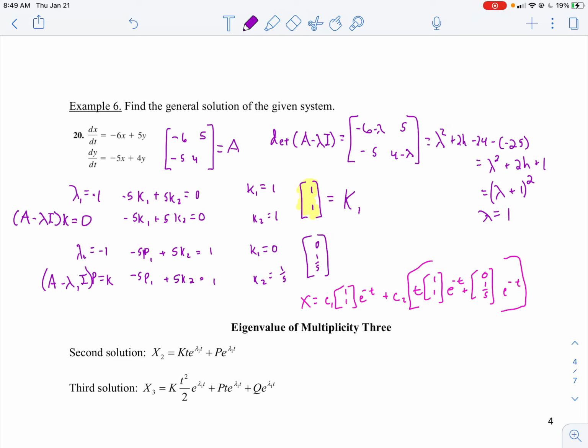I don't like saying that because you can't really tell the difference between an uppercase k and a lowercase k, but that's an uppercase k. So that's the first eigenvector.